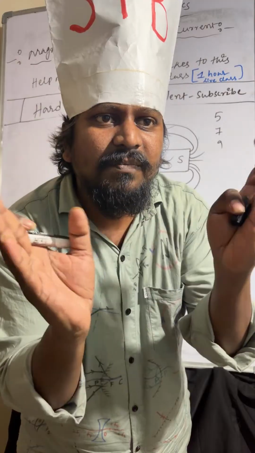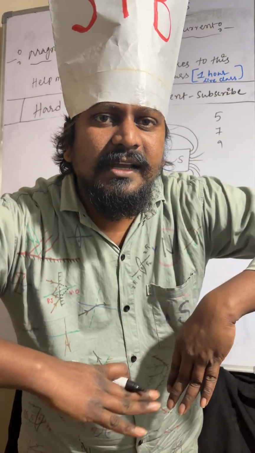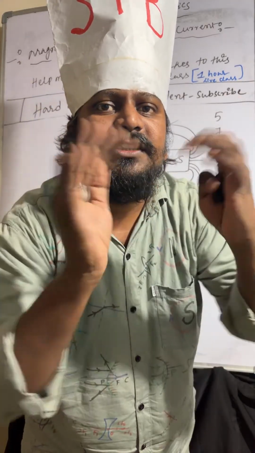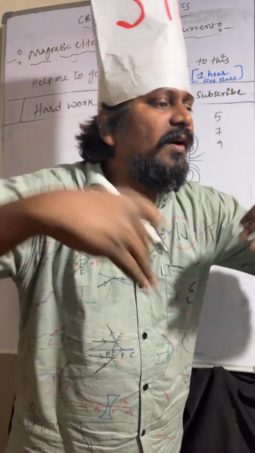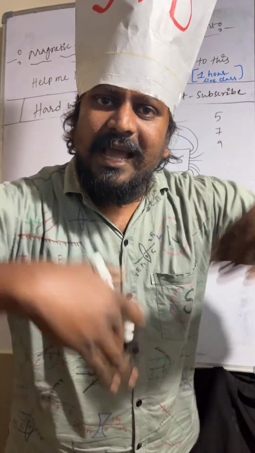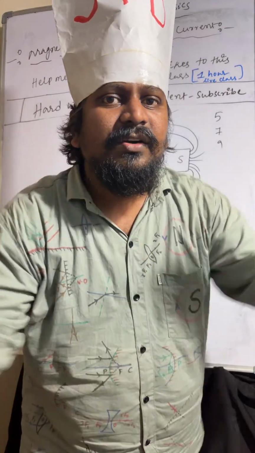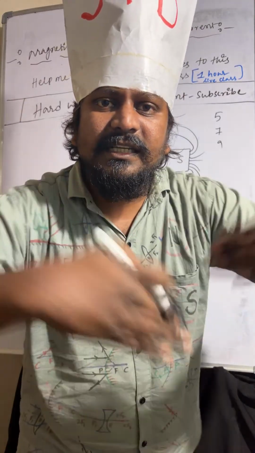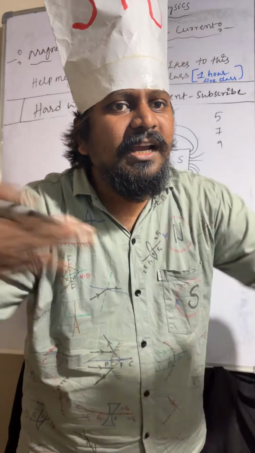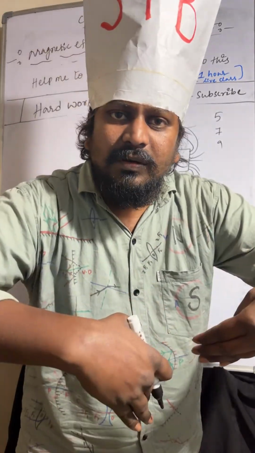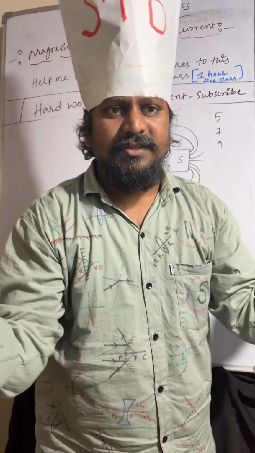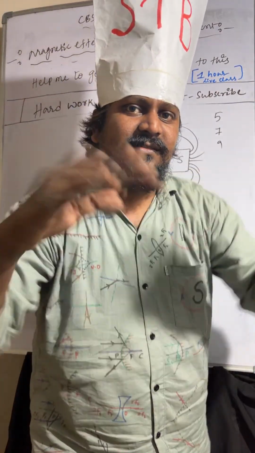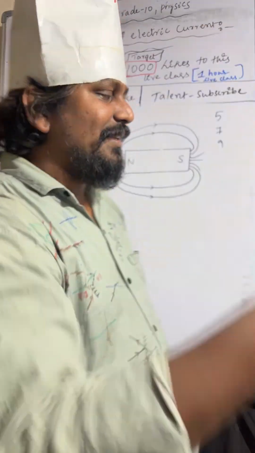Okay. So from the north pole, the magnetic field lines are emerging out. Towards the south pole, the magnetic field lines are reaching, merging at the south pole. From the north pole, emerging out. Simple step, no? Like this.